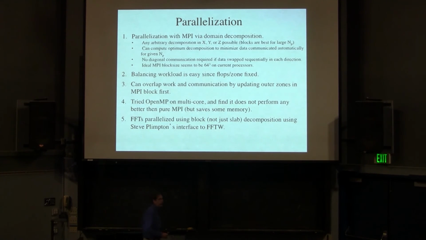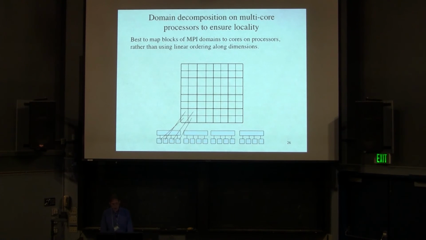We tried using OpenMP. It doesn't help performance at all on the current generation of multi-core processors. That's changing very quickly with the Intel Phi. When you have 62 of the cores on a single processor, then you're going to have to use OpenMP to be able to use this. That's going to change soon. I won't talk about the FFT parallelization.